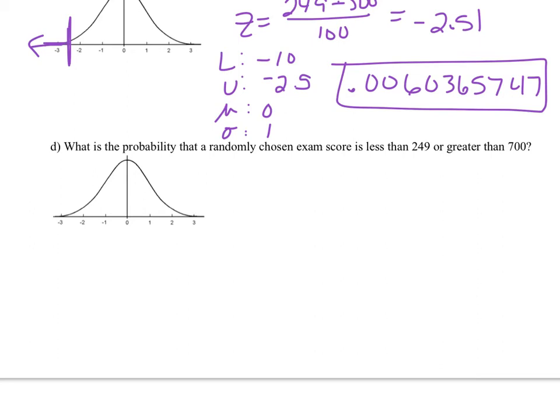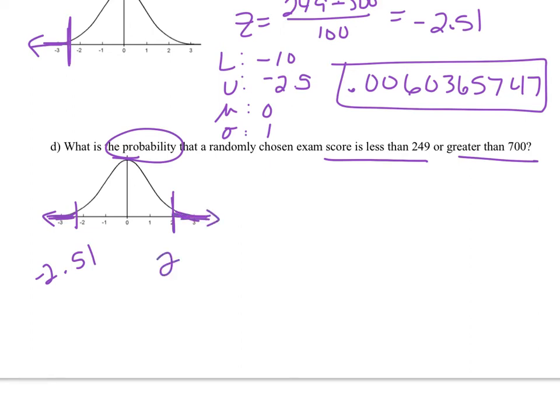Okay, they want to know the probability, so again it's going to be a decimal, that the score is less than 249 or greater than 700. Well, we just figured both of those out. The z-score for 249 was -2.51. It was right here, and we had to figure that out. And 700 we figured out in the top one. 700 was 2 standard deviations. So we want the values from all these to all these, so we just need to figure it out.